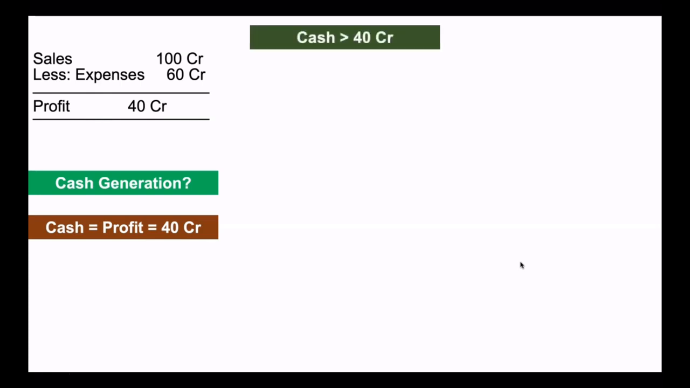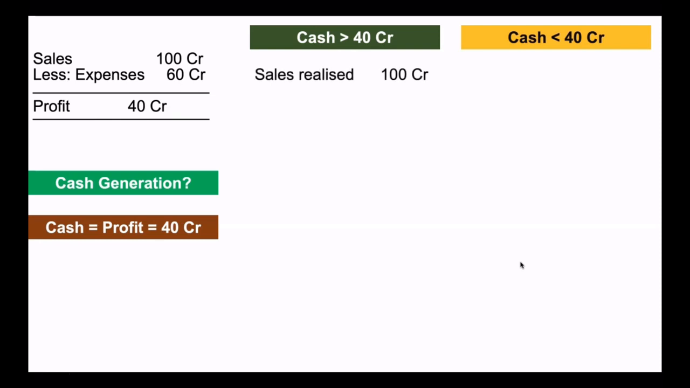The cash generation can be equal to profit when they have realized their entire sales of 100 crore and paid their entire expenses of 60 crore. It means 100 crore had come in and 60 crore had gone out. So the profit will be equal to cash. But it can also be greater than 40 crore. It can also be less than 40 crore.